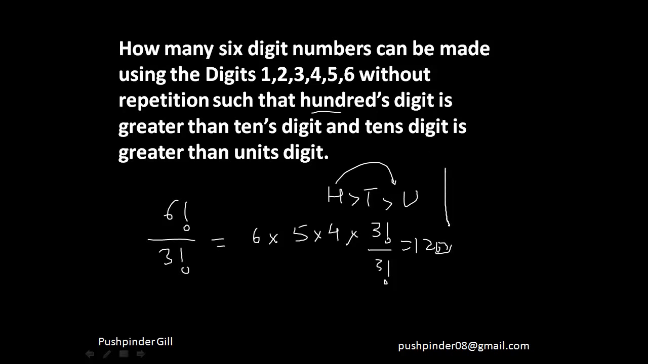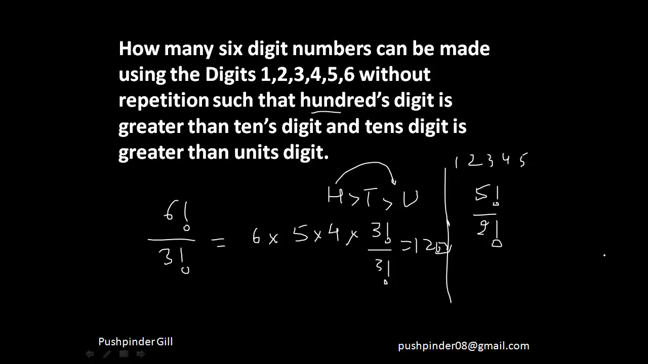Let's suppose I ask you a question: there are digits 1, 2, 3, 4, 5. In how many ways can you form 5-digit numbers such that the tens digit has to be greater than the units digit? So it's 5 factorial by 2 factorial, isn't it? Just divide the total number of ways by the number of ways the identical things can arrange themselves. So this would definitely give you a straightforward and easy answer.